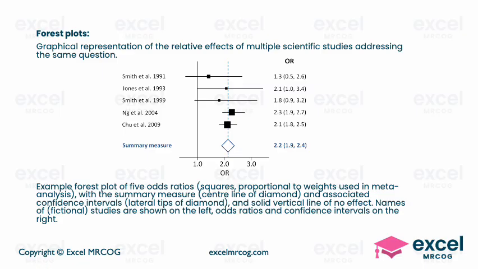So here the pooled effect, as we have seen, is at the dotted line in the center, which is 2.2. The width of the diamond represents the confidence interval here. It is lying anywhere between 1.9 to 2.4. If you can see in the bracket as well, it is written. So the summary measure has a confidence interval between 1.9 to 2.4.